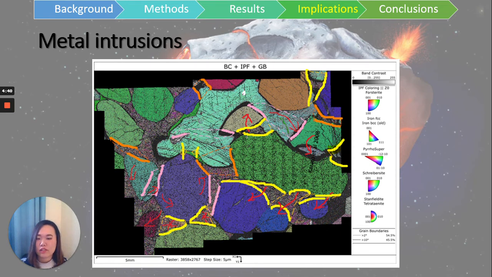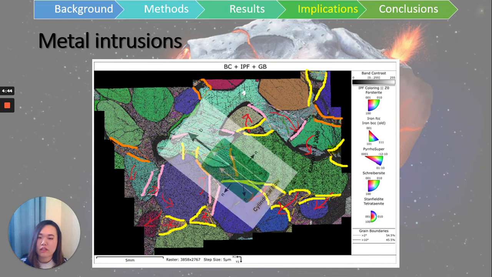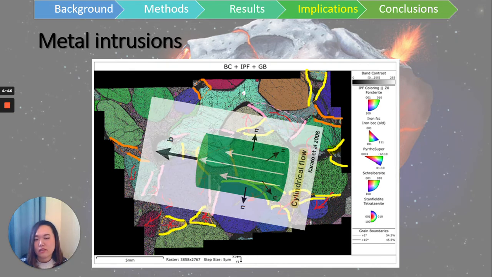Focusing on the nearby orientations of the olivine crystals, the movement was just like a cylindrical flow studied by Karato. Based on that, I could see the iron metal was intruding into the troilite and olivine mixtures.